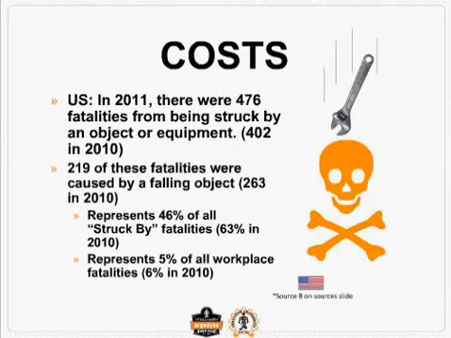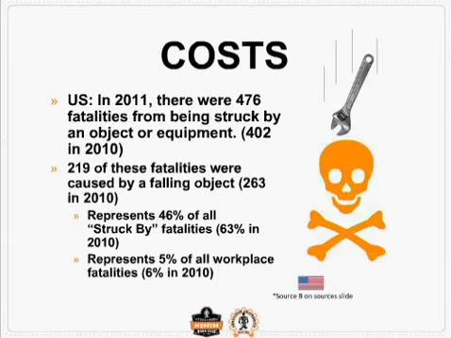In 2011 in the United States, there were 476 fatalities in this struck by category. This is up from 2010, which was just over 400. Of these struck by incidents, 219 of these fatalities were caused by a falling object. And this is actually down from 2010, where it was 263. So if you do the math, it represents just under half of all struck by fatalities and represents 5% of all workplace fatalities.